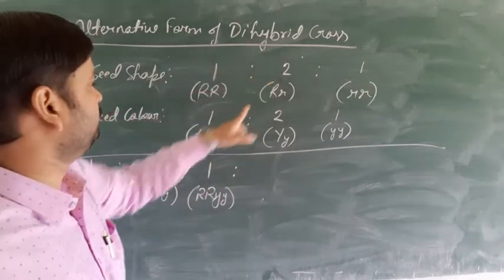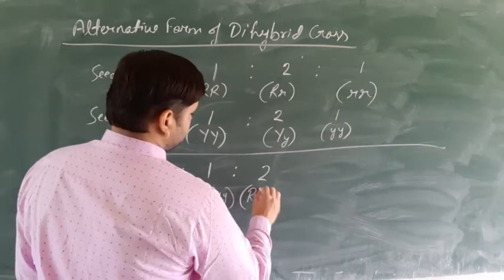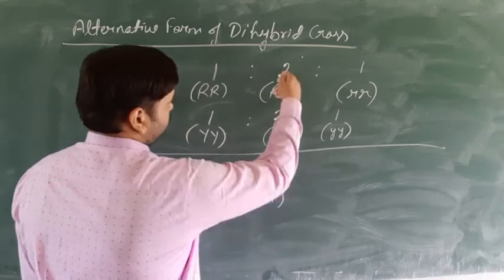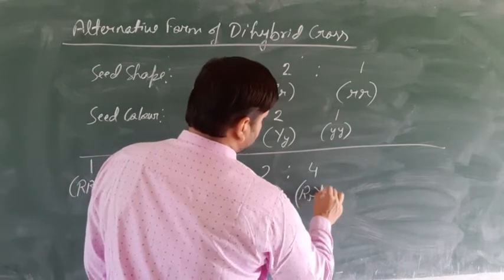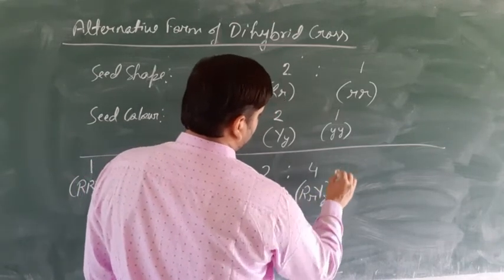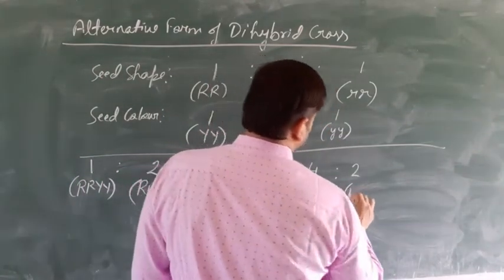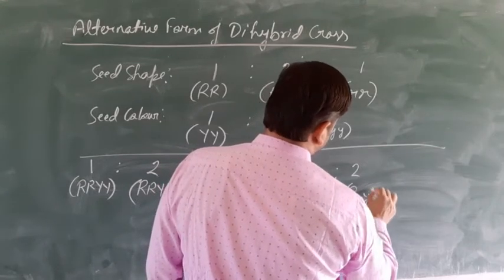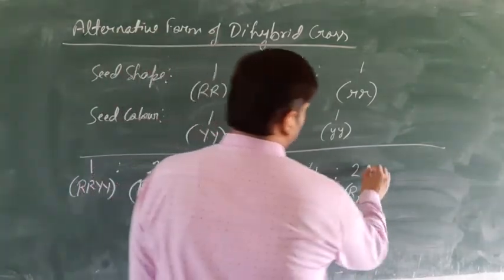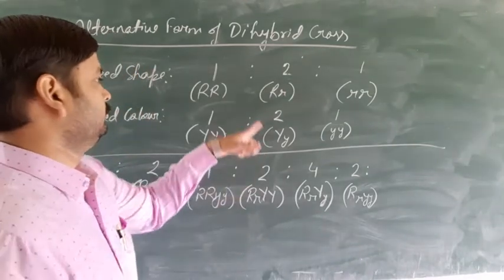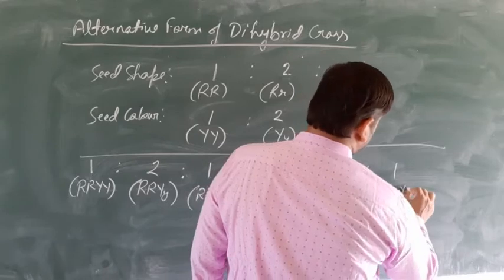Now we will take this one. 2 ones are 2: capital R small r, capital Y capital Y. 2 twos are 4. 4 will be capital R small r, capital Y small y. 2 ones are 2. 2 will be capital R small r, small y small y. So all the possibilities with this one are also over. Now you take this one. 1 one is 1. 1 will have small r small r, capital Y capital Y.